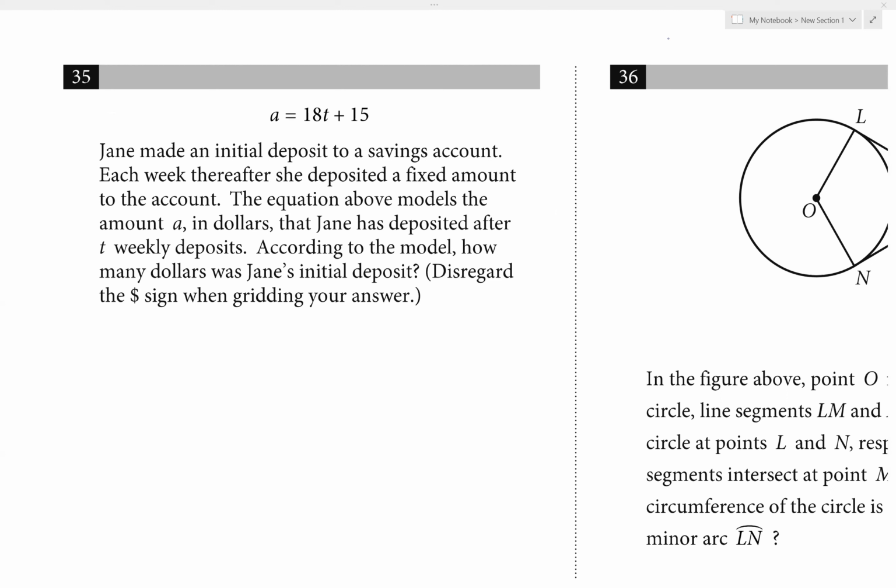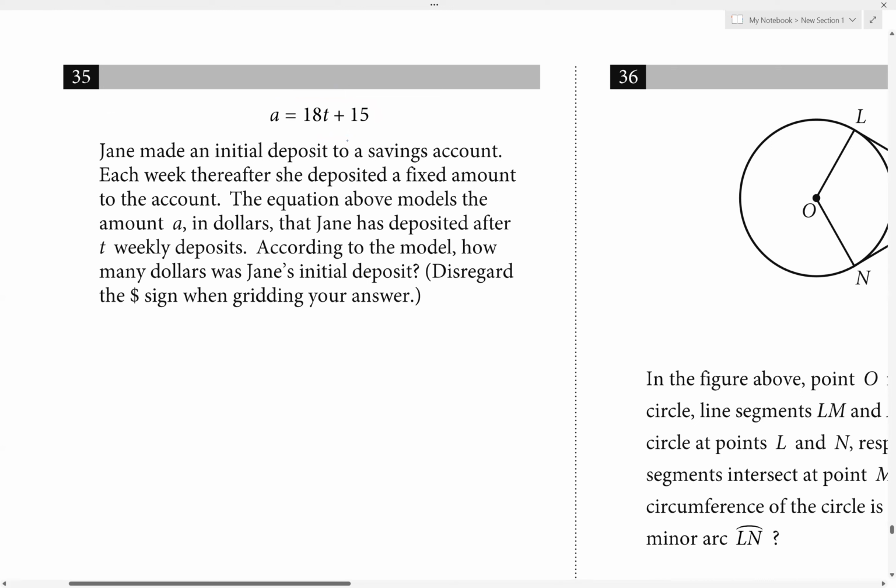Okay. So this question, we have to interpret the equation. It's like a linear model. We're using this equation to model the total amount of money that she has in the account. A represents the total amount, and t represents the weekly deposits, so pretty much the number of weeks that we have, right? And according to the model, how many dollars were Jane's initial deposit?